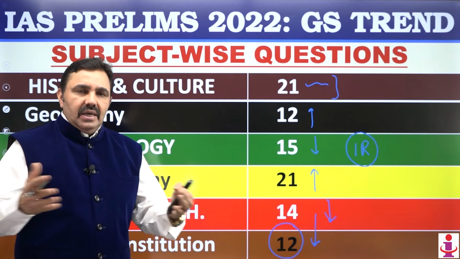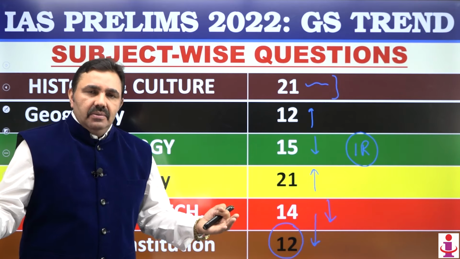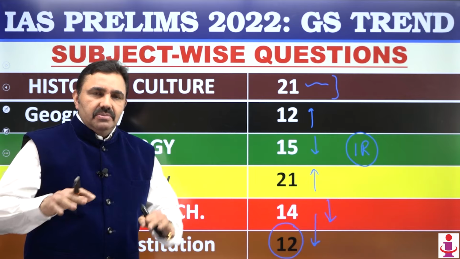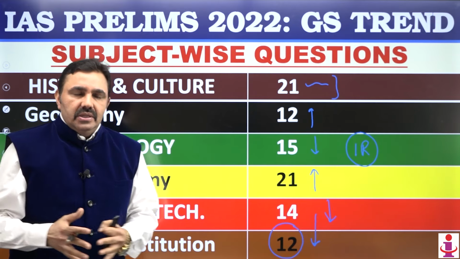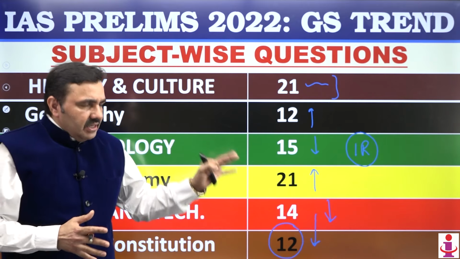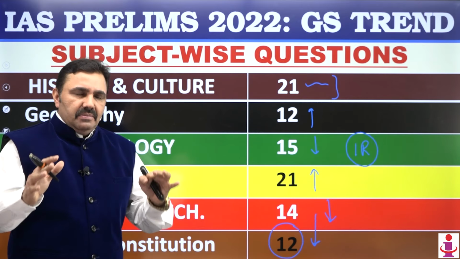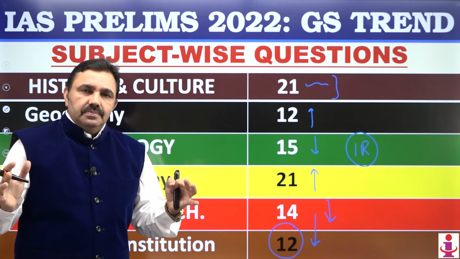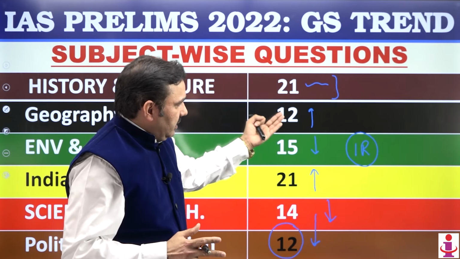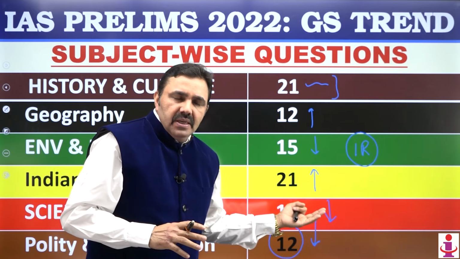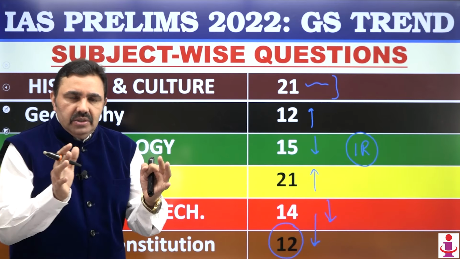So COVID is on the decline, on the last phase or almost over, but still there was a question related to COVID. It means current developments were also a part of your GS paper 1 this time. Last time there were hardly a few current questions, but this time current questions were a little more. So current dynamism was visible even in history and culture, geography, environment, economy, science and tech, polity. So current was a significant portion.